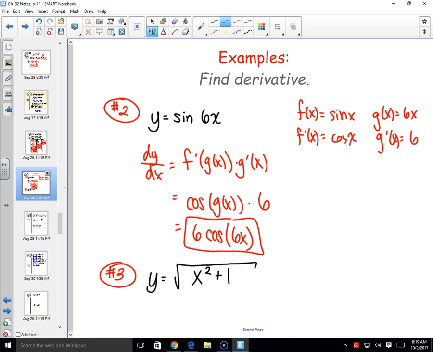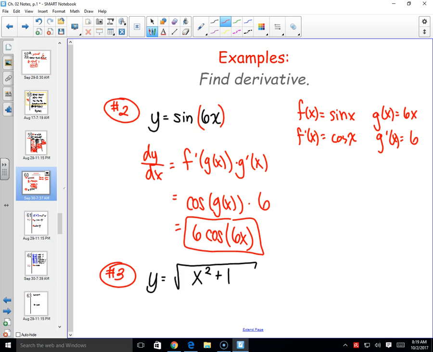Now, can you guys see how the words would work on this one? Sine of blot. Yeah. What's the derivative of sine of blot? Cosine of blot. Cosine blot, which is cosine 6x. And then, what do I still need to remember? Derivative of?